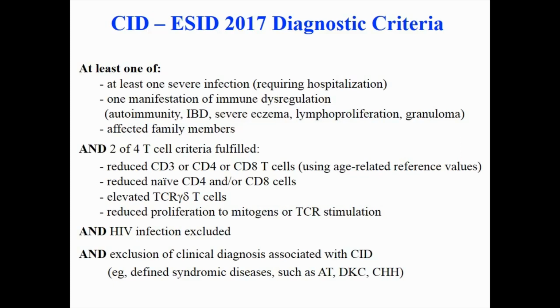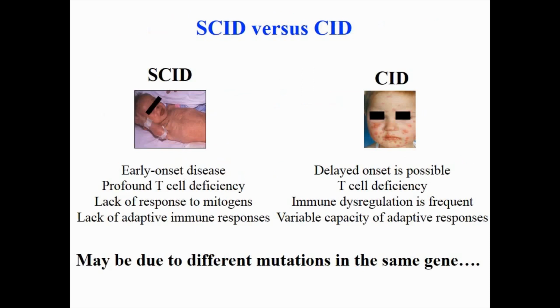So again, we want to basically compare SCID versus CID. Again, SCID presents very early in life with a very profound T cell deficiency, virtually no capacity of the T cells to respond, lack of adaptive immune responses that makes these babies highly prone to infections early in life.